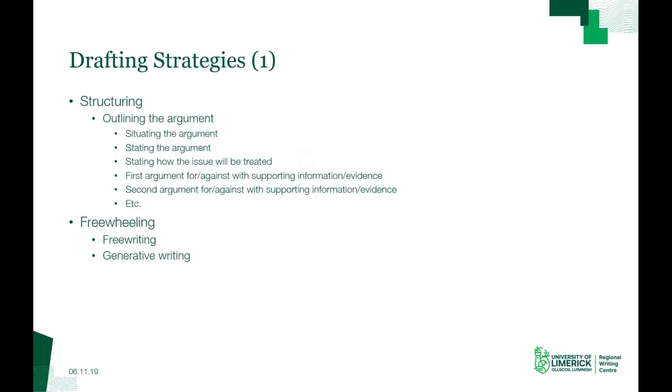So, some drafting strategies. I'm looking back at Rowena Murray's Writing with a Thesis. She describes two text-generating strategies, structuring and freewheeling. Generating text is half the battle. There's nothing so daunting as a blank page, unless it's 6 or 60 blank pages, and that would really be daunting. It's a lot less daunting to edit what you've written already than it is to fill a blank page with words, right? So outlining the argument is one way of structuring.